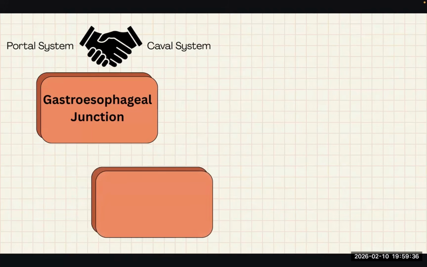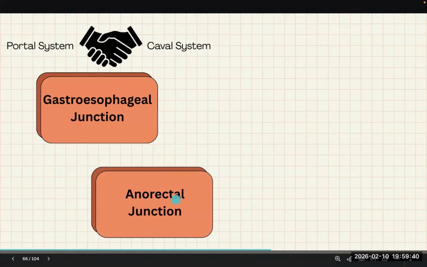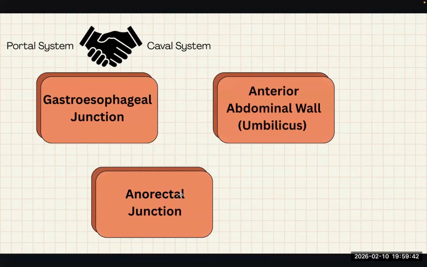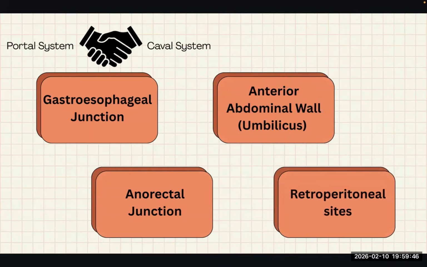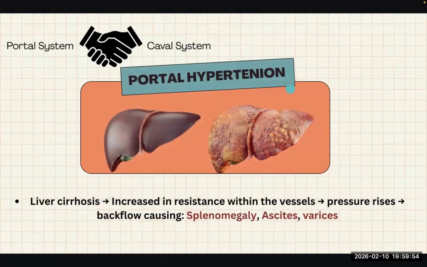Okay? We have another one, which is the anorectal, so between the anus and the rectum. Then we have the umbilicus, which is found in the anterior abdominal wall, and the retroperitoneal sites. Now, these are not important by name, they're important clinically. Okay. So do you have to know them? Yes, you do. And I'll show you it's easy to correlate them with the clinical part of it.